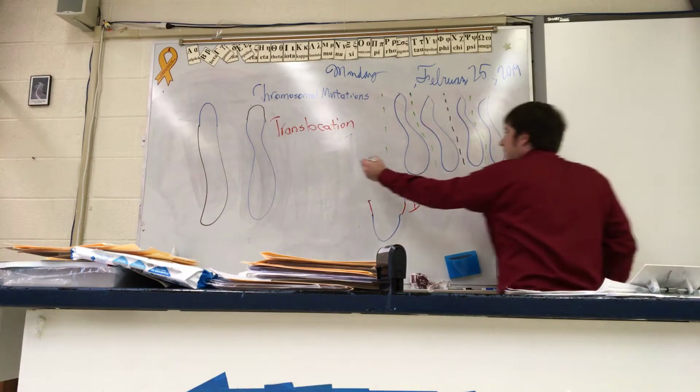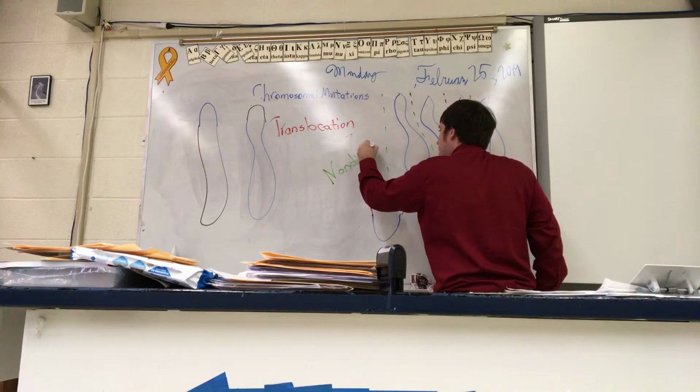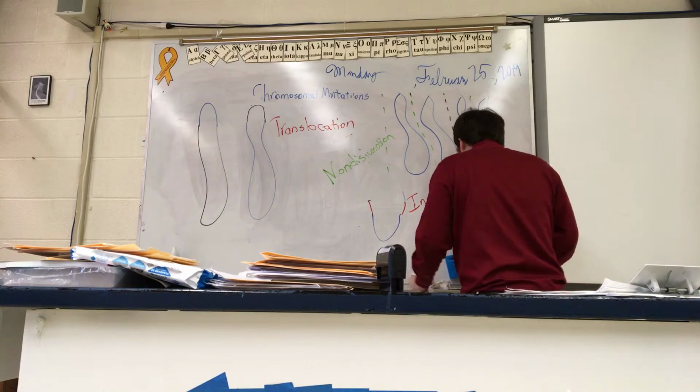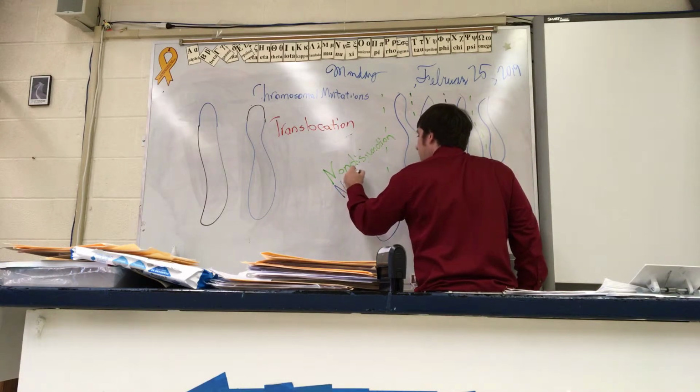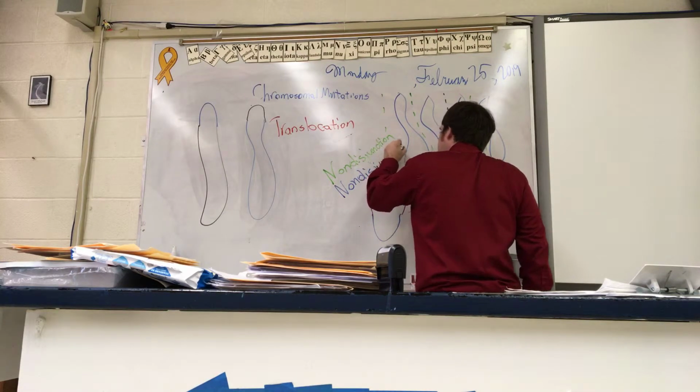This right here is non-disjunction. Now it occurs to me that you may not be able to read that because it's such a light color. How about this? Let me write it darker. Non-disjunction. So this is non-disjunction.